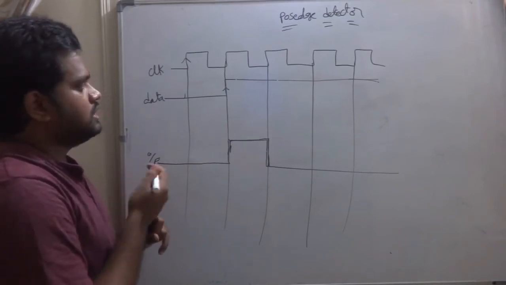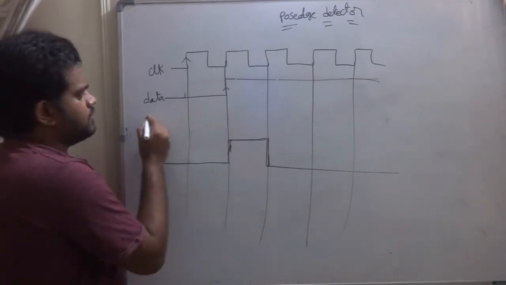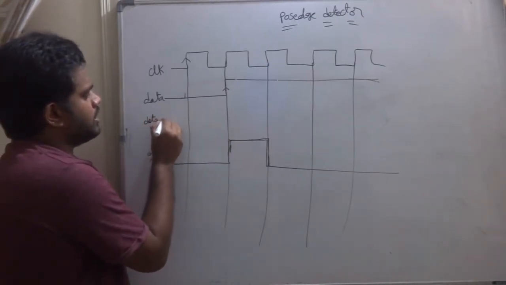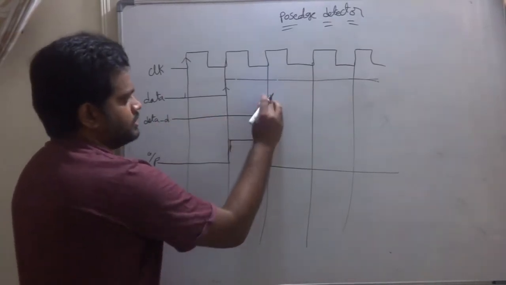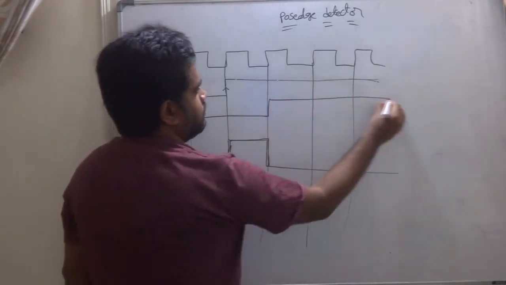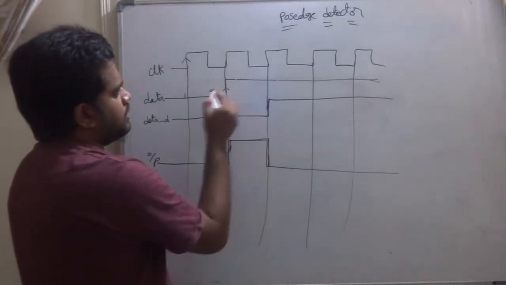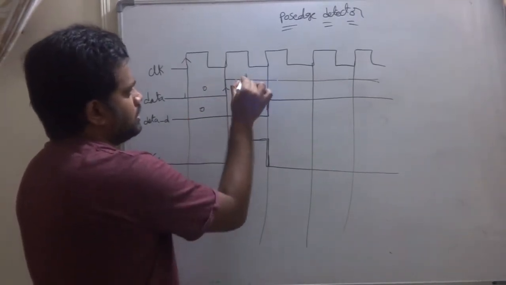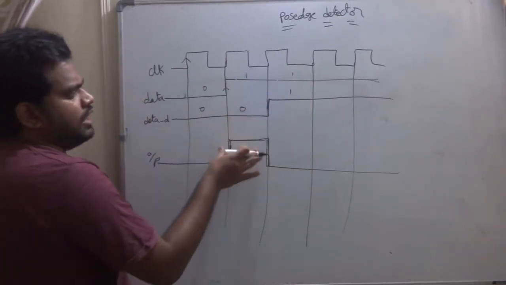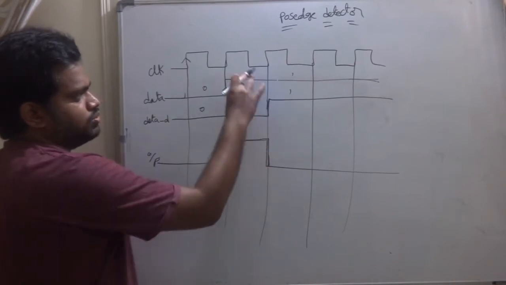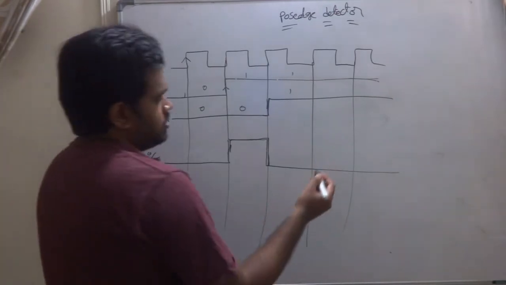Analyze. See, this is the data. If I flop this one, it means the data underscore D I am drawing. If I flop this one, then what is the output? This is the output, right? Then, what is the condition here? 0, 0. Here 1, 0. Here 1, 1. Now the 1, 0 condition, I have to select. Remaining all conditions are false. How can I do that?